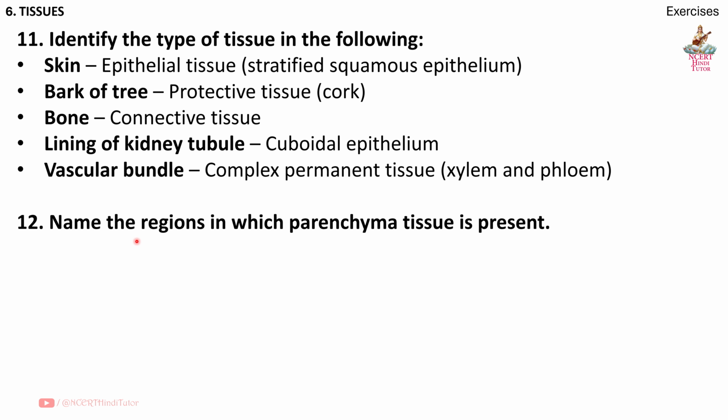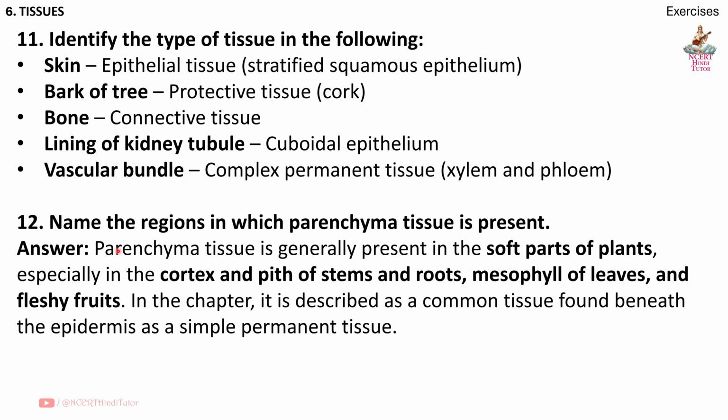Question 12. Name the regions in which parenchyma tissue is present. Answer: Parenchyma tissue is generally present in the soft parts of plants, especially in the cortex and pith of stems and roots, mesophyll of leaves and fleshy fruits. In the chapter, it is described as a common tissue found beneath the epidermis as a simple permanent tissue.